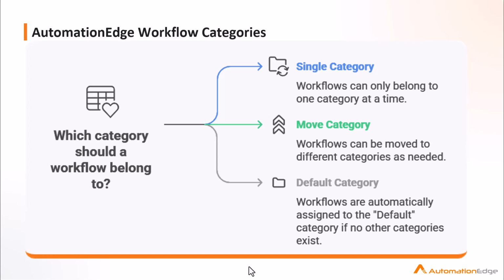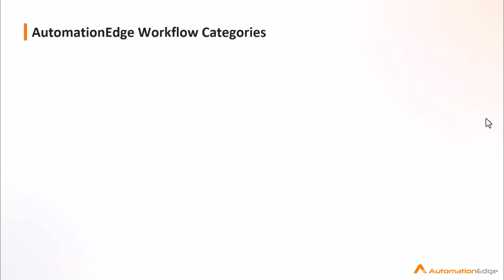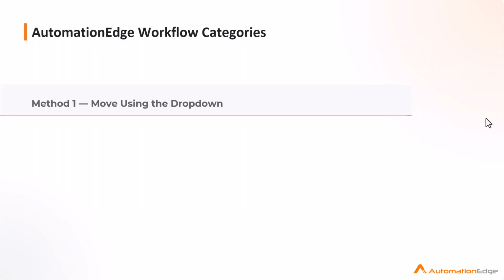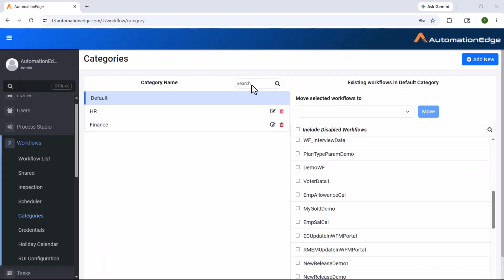When you publish or import a new workflow, you can select the category. But what about the workflows already sitting in the default category? How do you move them? Automation Edge gives you two easy options. Method 1, move using the dropdown. Method 2, drag and drop. Let's see this practically. The first method, move using the dropdown, uses the move option inside the interface.